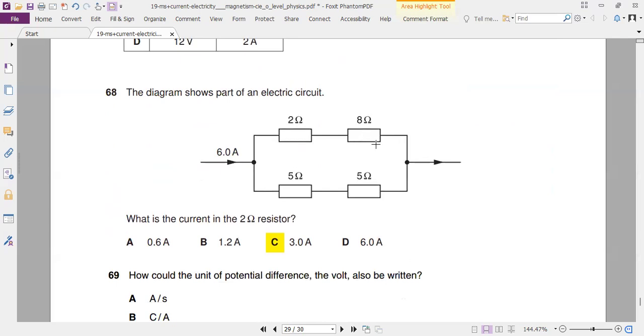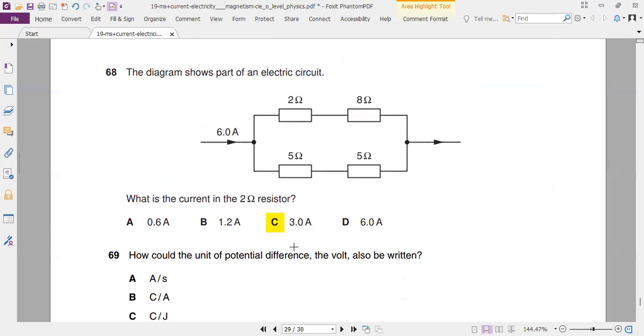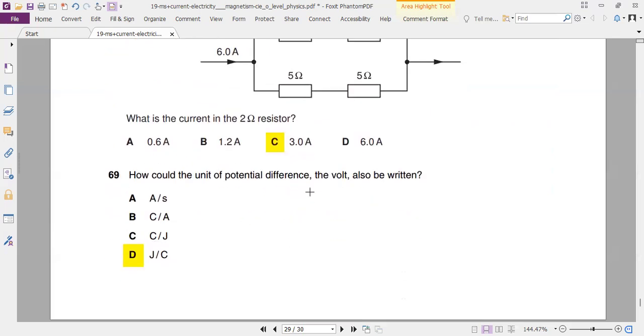So we have a 10 ohm resistor here, a 10 ohm resistor here, and 6 is trying to go through, so it will go 3 here and 3 here, and that's why the 2 ohm resistor will have 3 amps current flowing through it. Potential difference is joules per coulomb.